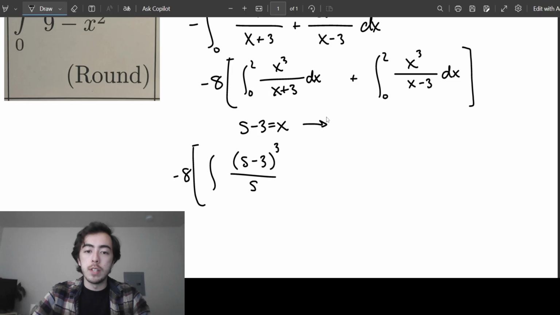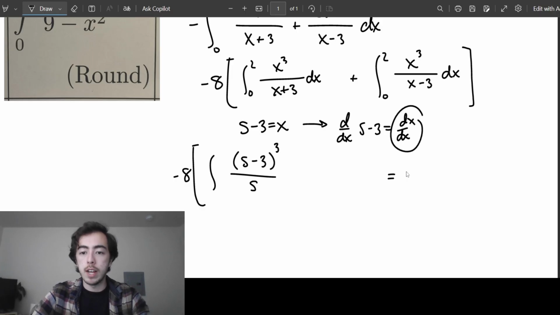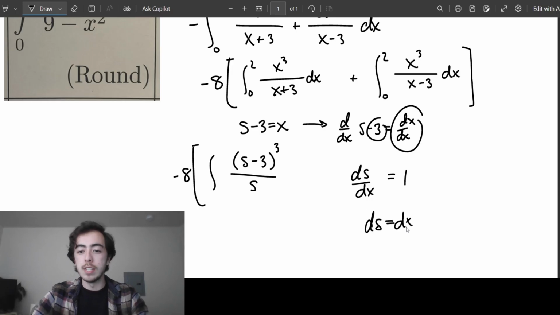Oh, and then if we take the derivative of both sides of this equation, we're going to get something that looks like this. The derivative of x is just 1. The derivative of this minus 3 is 0. And so I get ds dx equals 1. And then we can do that thing that we're technically not supposed to do, which is multiply both sides by dx, just to show that ds and dx are equivalent in some way. And so I could replace my dx with a ds right there.